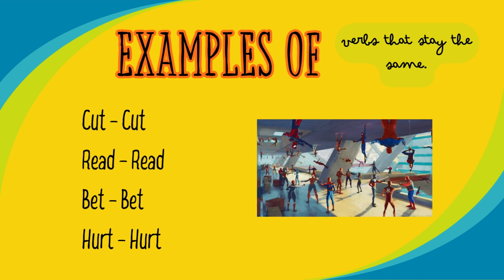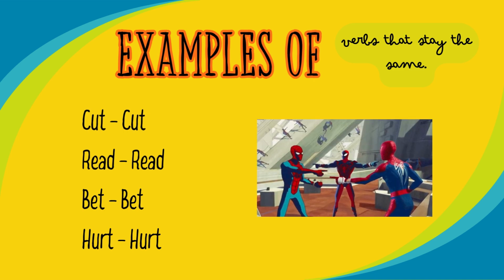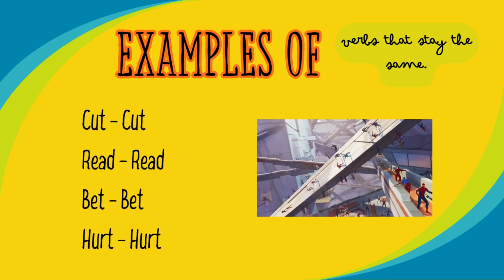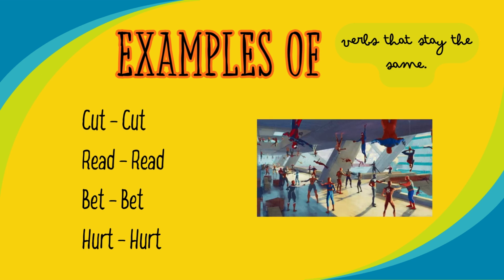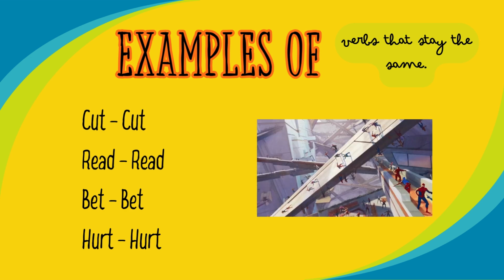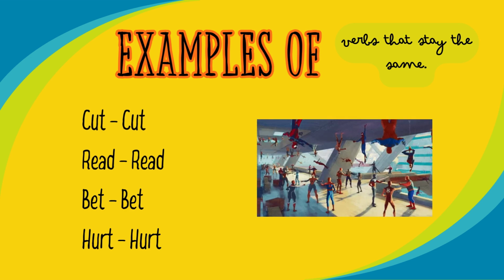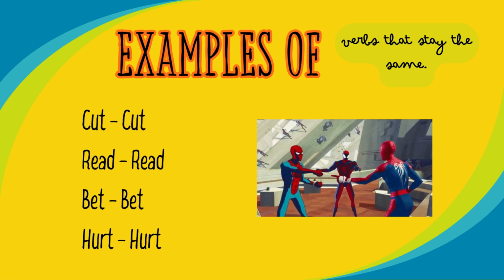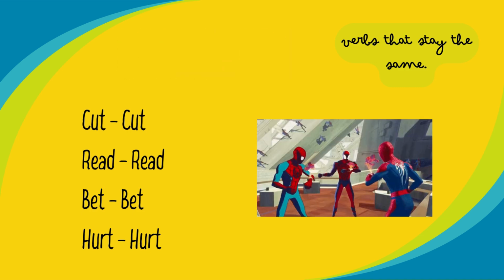Now, let's see examples of verbs that stay the same, like cut, cut, read, read, bet, bet, hurt, hurt. These verbs stay the same, but in cases like read, the pronunciation has to change in order to differentiate the present tense from the past tense. But also we have verbs like cut that have the same pronunciation and the same writing.